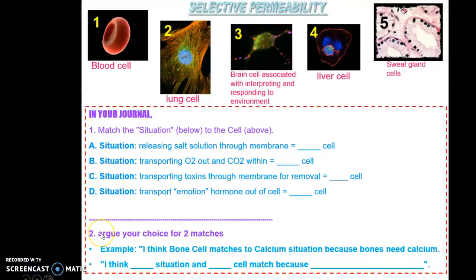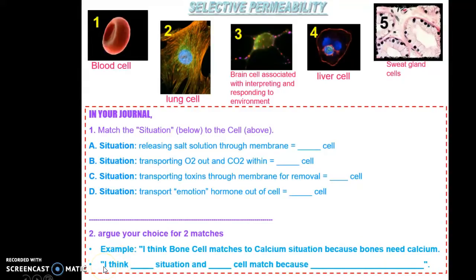All right, the second activity to do for slide 30 is to argue your choice. It says for 2, but just do 1. For 1 match you made for situation A, B, C, or D, I came up with an example. I just made it up. I thought of bone cells. Bone cells are important. I said, I think bone cell matches to a calcium situation because bones need calcium. You see? This is just an example. Bones rely on calcium atoms, and they select calcium to be absorbed because the bone cells need it for health.